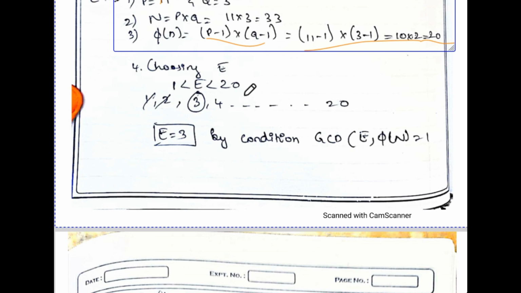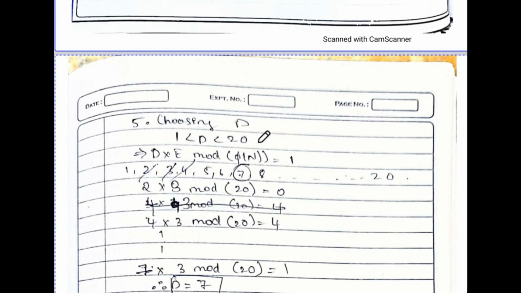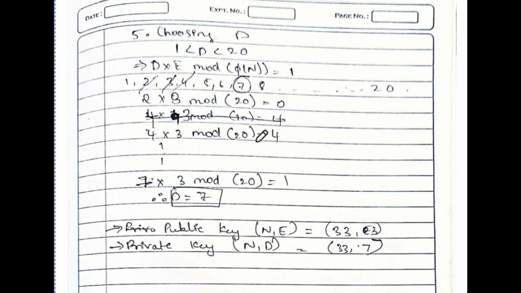Choosing E. We have to choose E such that the greatest common divisor of E and phi n should be equal to 1. So don't make it a mess. Just select 3. E is equal to 3. Remember, E is equal to 3. First we have chosen E. Now we will choose D, where 1 is less than D less than 20. D star E mod phi n is equal to 1.